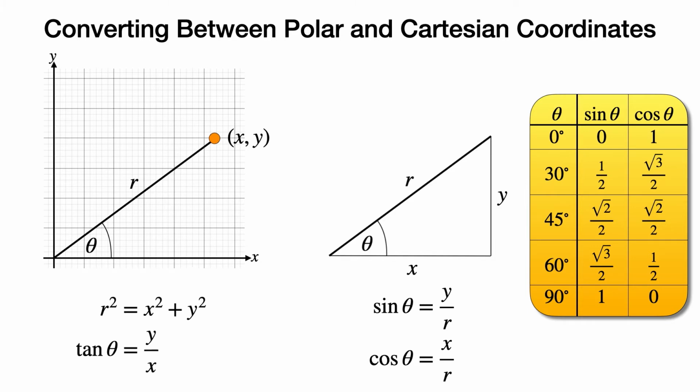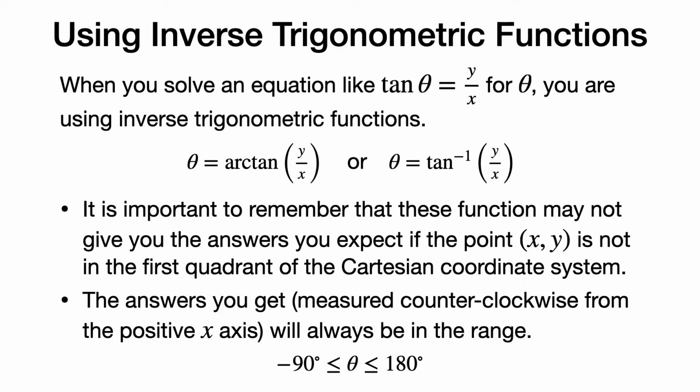Now, finding the actual angle theta given some Cartesian coordinates x and y involves taking the inverse of a trigonometric function. It's important to remember that these inverse trigonometric functions may not give you the answers you expect if the Cartesian point x, y that you're converting is not in the first quadrant of the Cartesian coordinate system. The answers you get from these trigonometric functions, measured counterclockwise from the positive x-axis, will always be in the range of minus 90 degrees to 180 degrees. Let's investigate this a little bit more carefully and make sure everybody remembers how these things work.